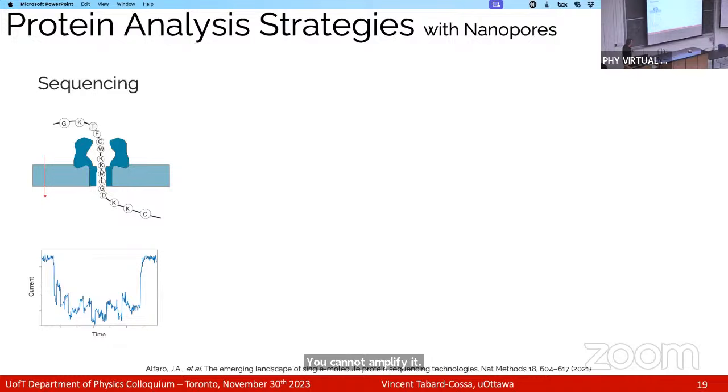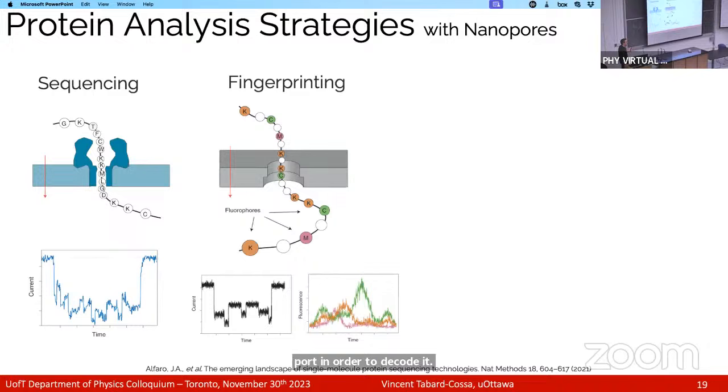So what are the strategies that the field are applying to try to tackle this problem of protein analysis with nanopores? Well, there's of course the idea of sequencing, and this is really the ultimate goal, to try to read the full sequence, and there's promising improvements towards this, but you need to move similarly to DNA. You need to make this amino acid chain pass through in a single file fashion through your pore in order to decode it.